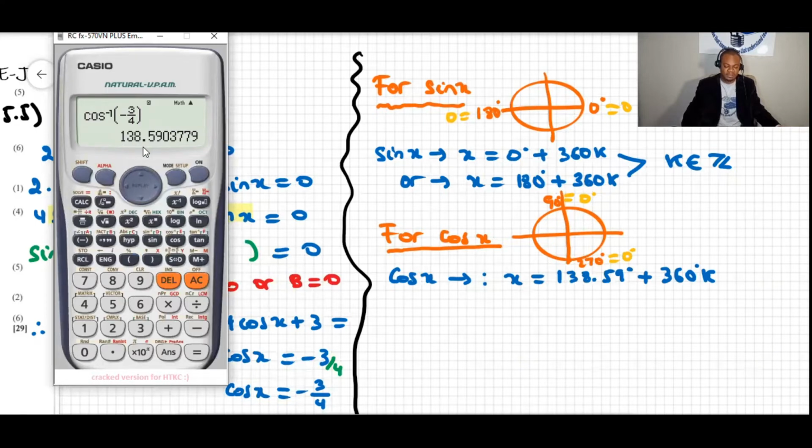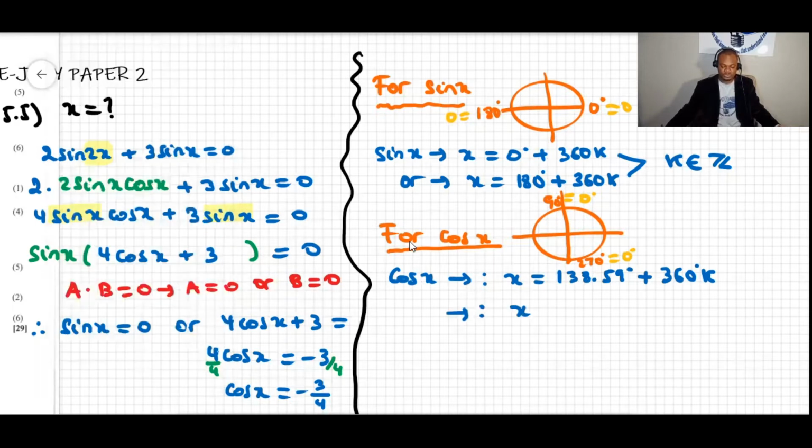But now, if I want to find the other value, I must do 180 minus this number. I can just say this minus 180, but I meant to say 180 minus that number, so it's positive. We're gonna take positive 41. I don't know if it makes sense. So 180 minus 138.59 will be positive 41.41.